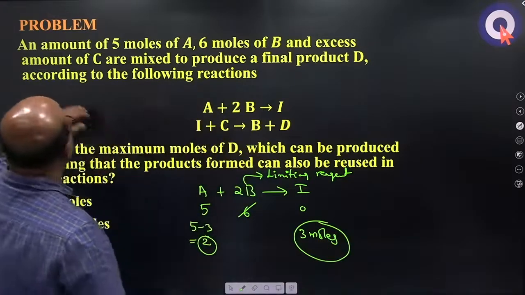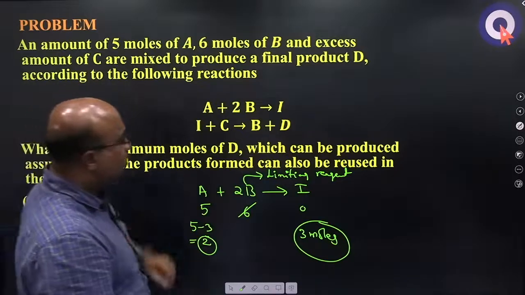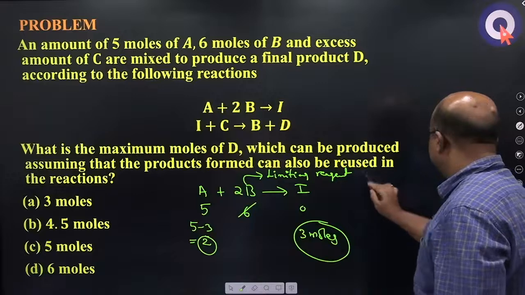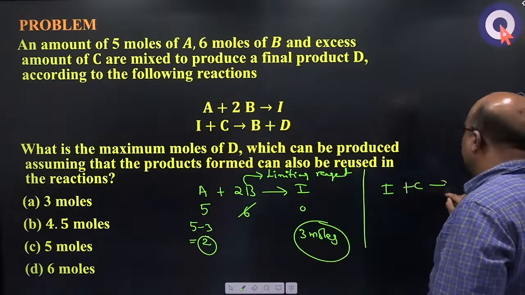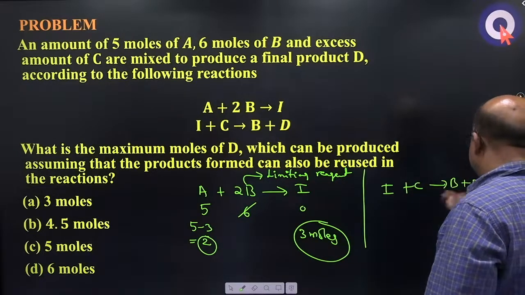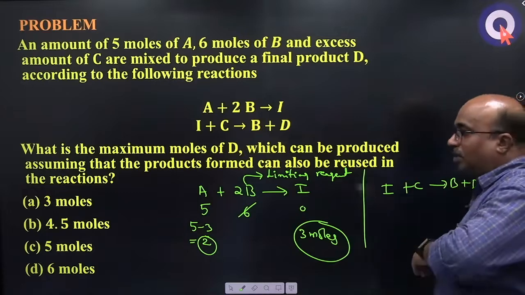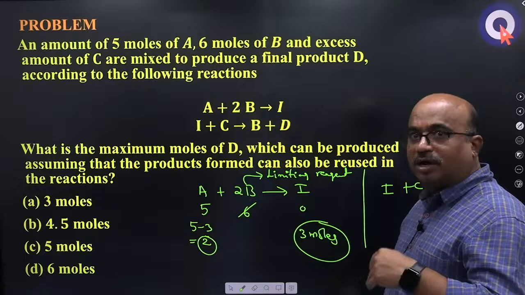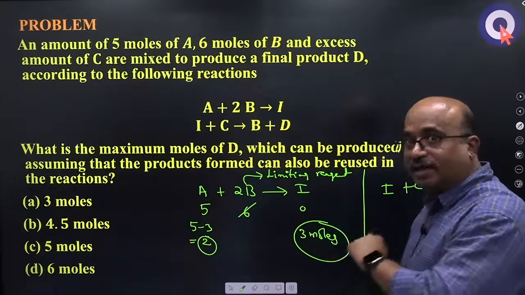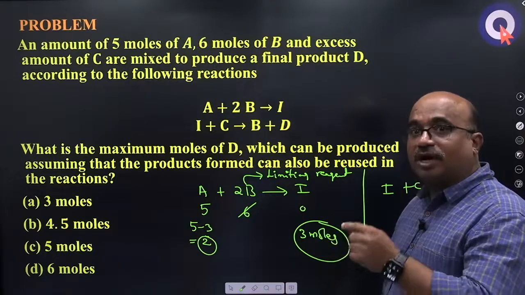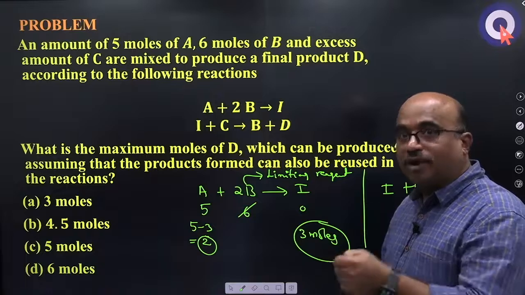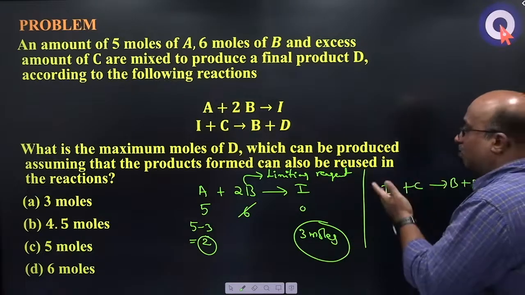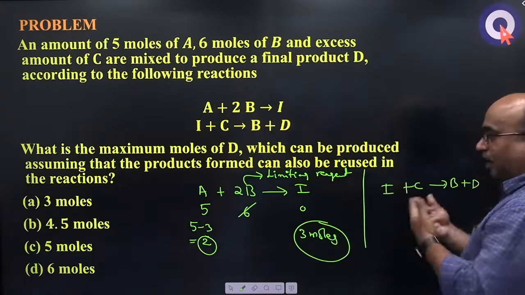But we have an excess amount of C. So A is reacting with C to give B plus D. But how many maximum moles will we get? The product that is forming, let us say B forming in the second equation, may also again react with the leftover A. That is the meaning of what is being asked: the maximum, since it can be reused again.